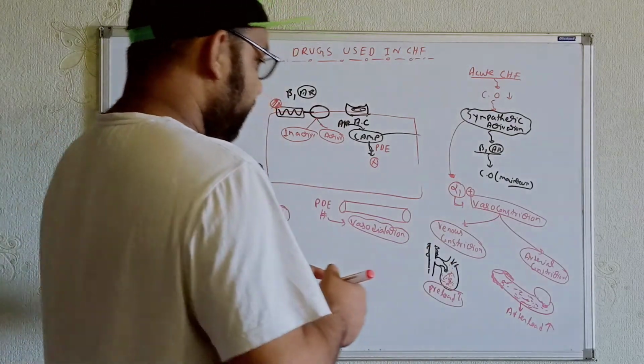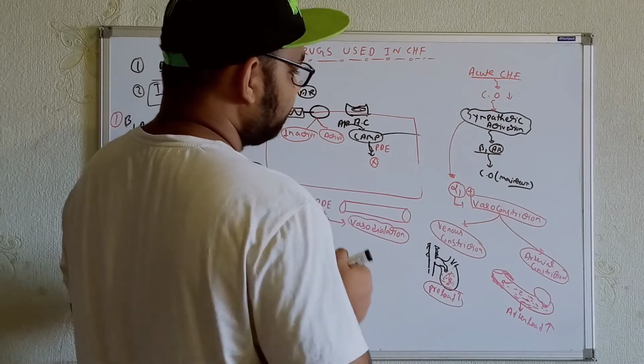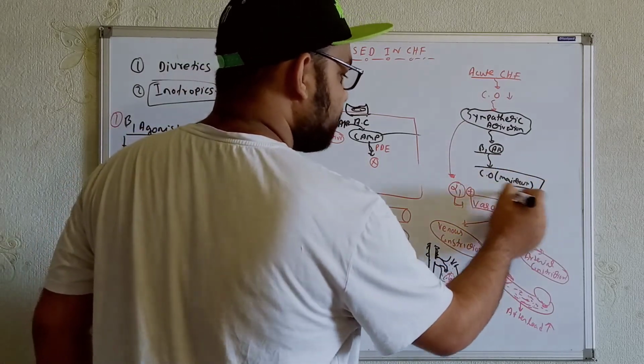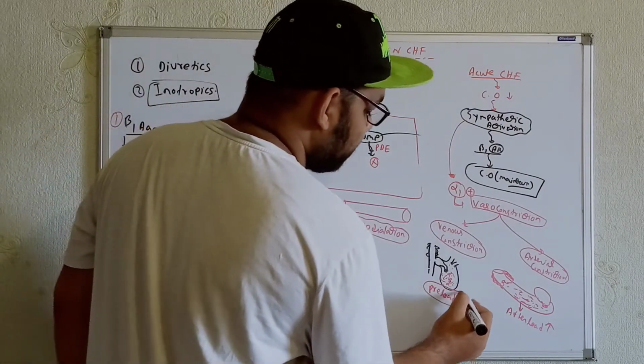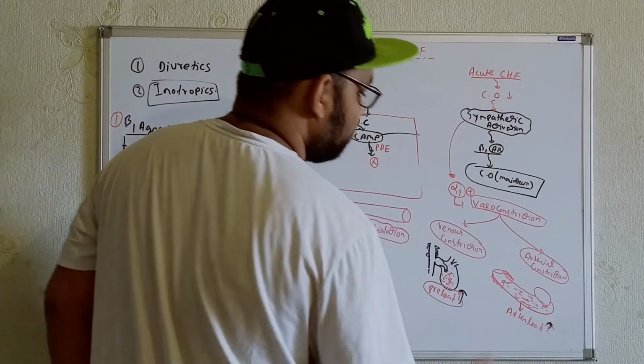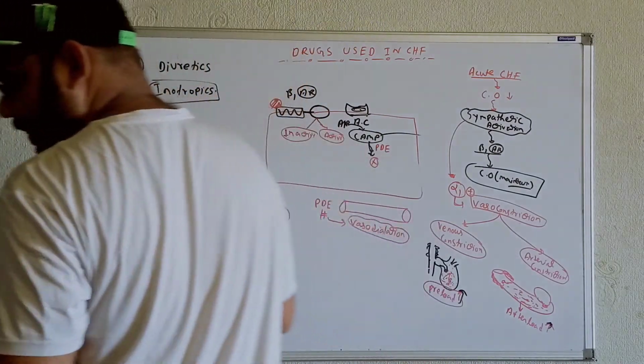But the problem is, whenever the sympathetic activity gets increased, it maintains the cardiac output. It's good, but the problem is, what will it cause? It will increase the preload. It will also increase the afterload. This is the main problem. Now, what is the next problem we'll see over here?